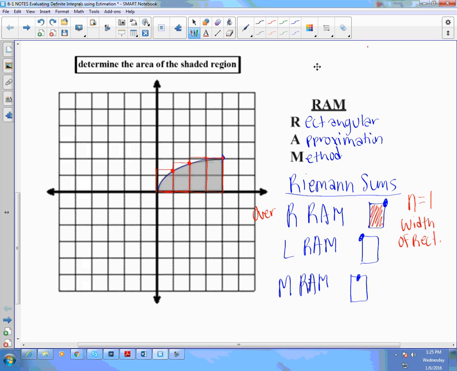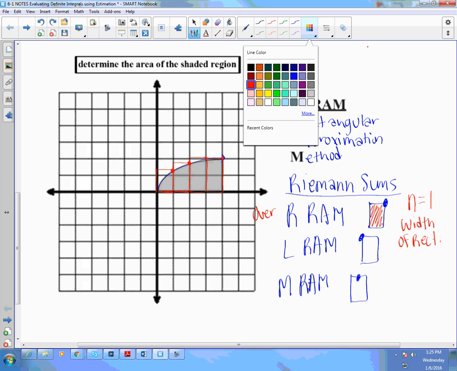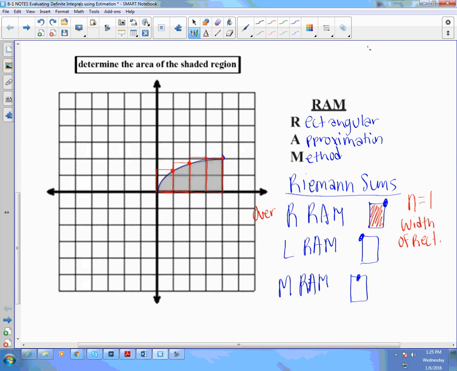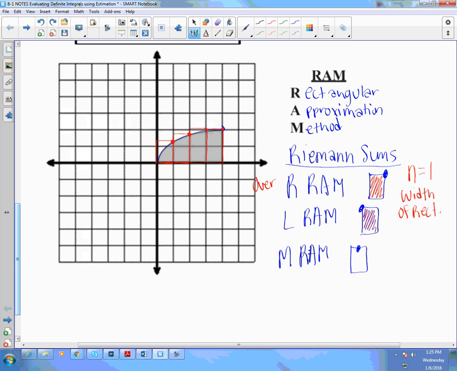Okay, pick a second color. I'm going to do purple. Now I'm going to go left on the same curve, so a left approximation. This is a little tricky. The base of my rectangle is still 1, and I have to take the left endpoint up until it's at the top of the curve. It's on the curve. So how high should I take my left endpoint up?